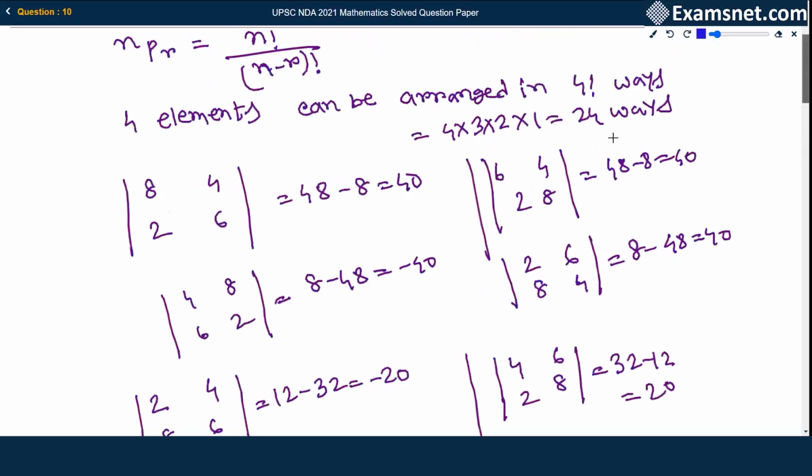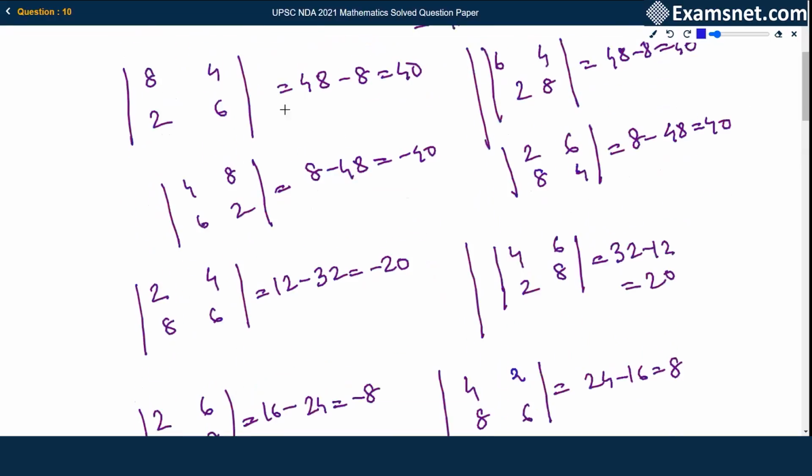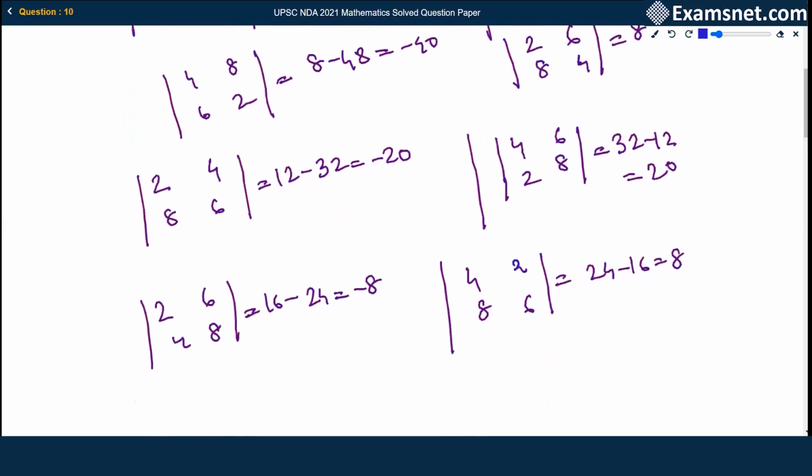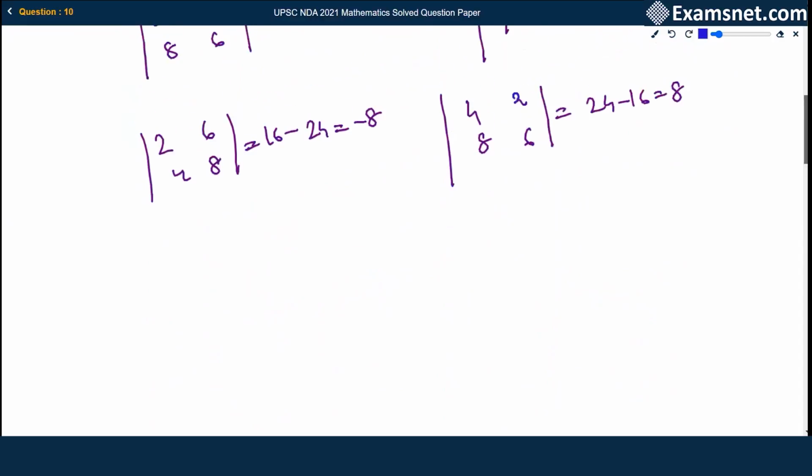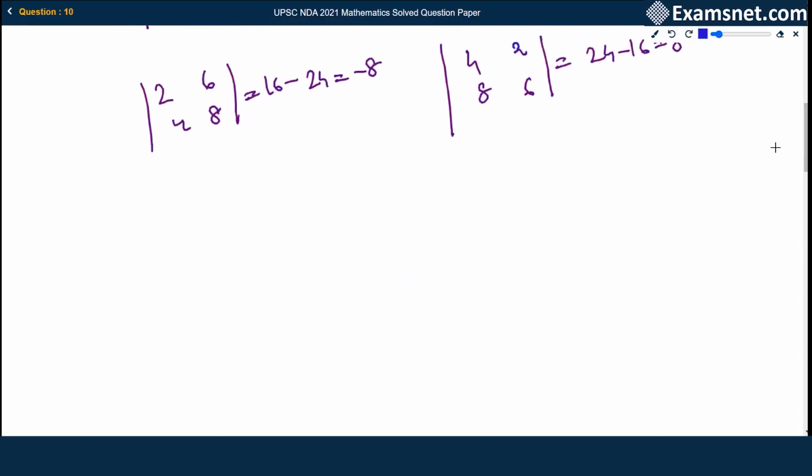So among these 24 ways, I have shown you 8 ways. Now let me check the sum of those values. I can assure you that if you shuffle the elements, you can form another 16 different determinants, but you will get the values either minus 8 or 8, or minus 20 or 20, or minus 40 or 40, and no other values.